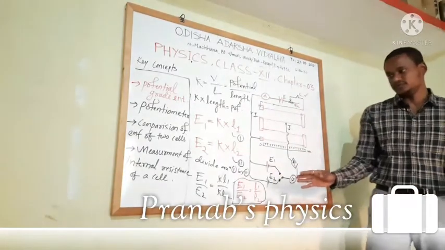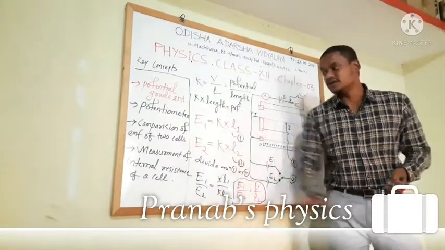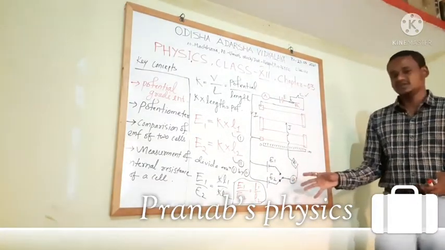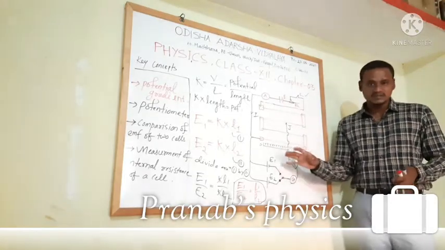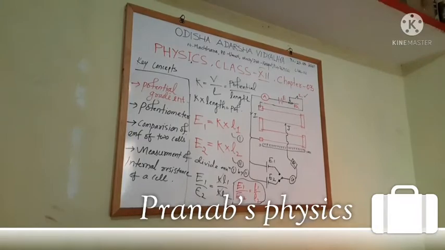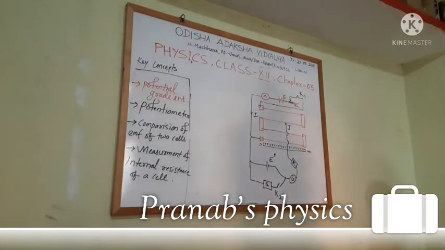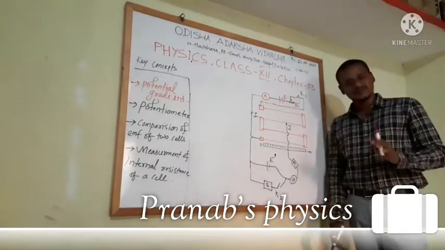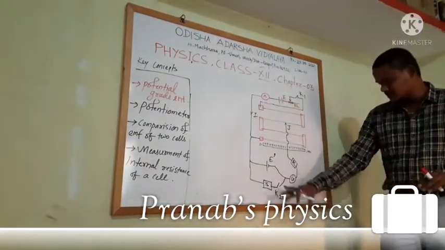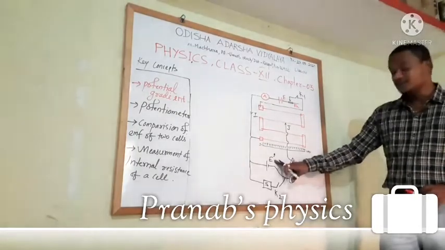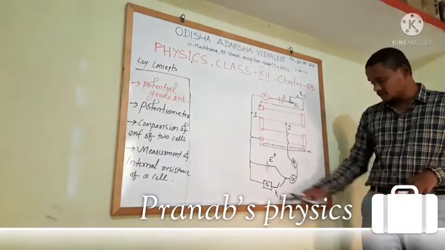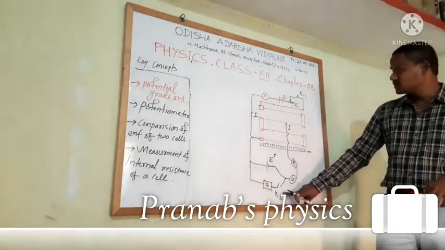Understood? Now come to the second part, measurement of internal resistance of a cell. For this we have to make a few changes here. So dear students, to measure the internal resistance of a cell we made these changes. This is the cell E prime whose internal resistance is small r. We have to find small r, so we connected one external resistance with key K2.